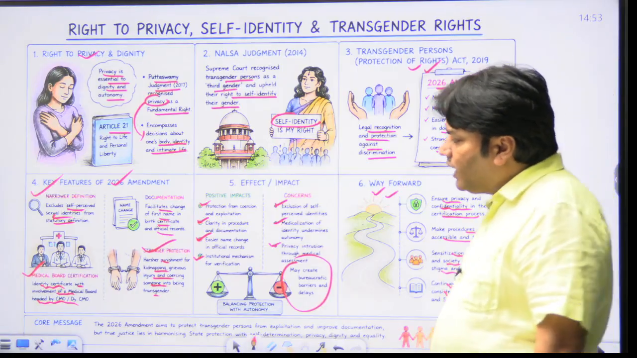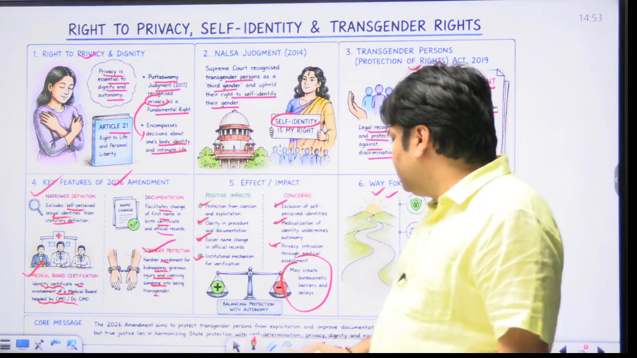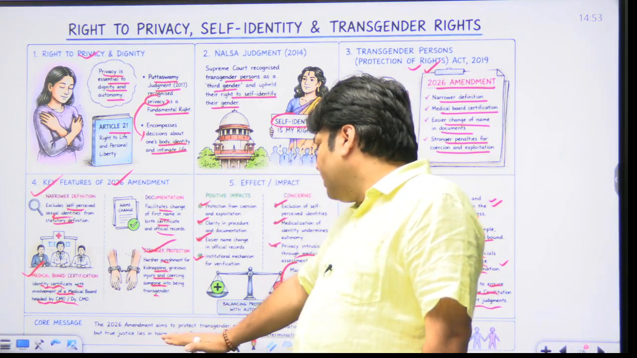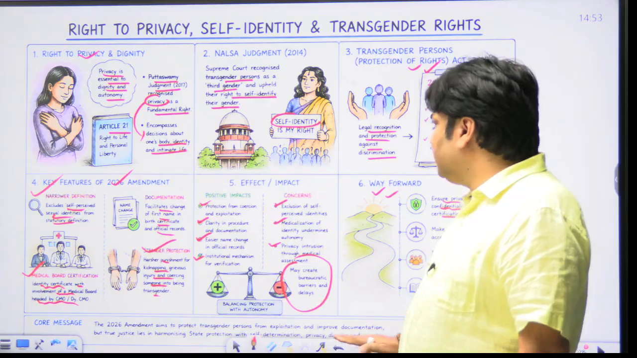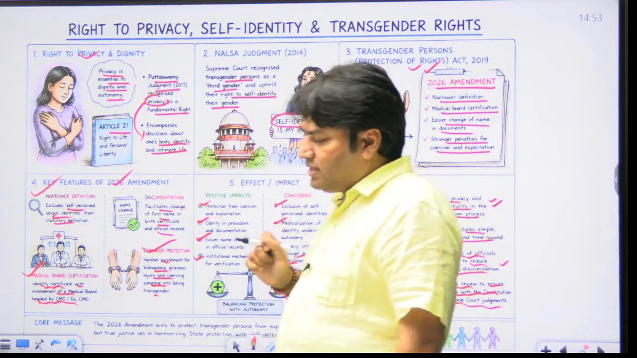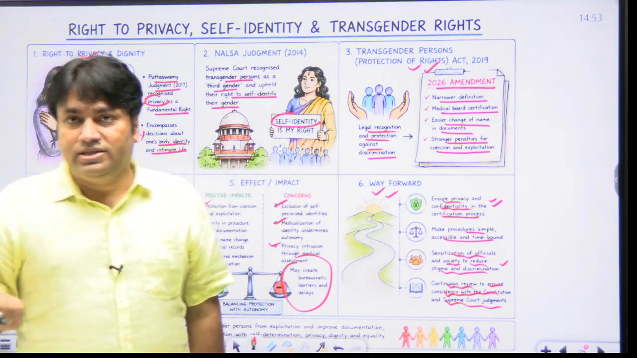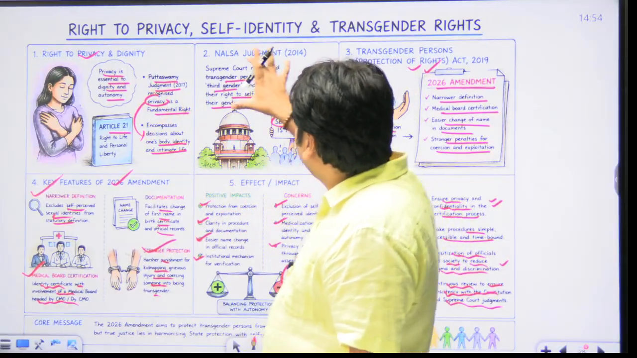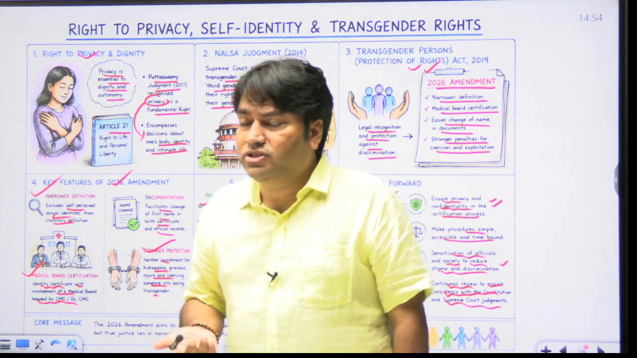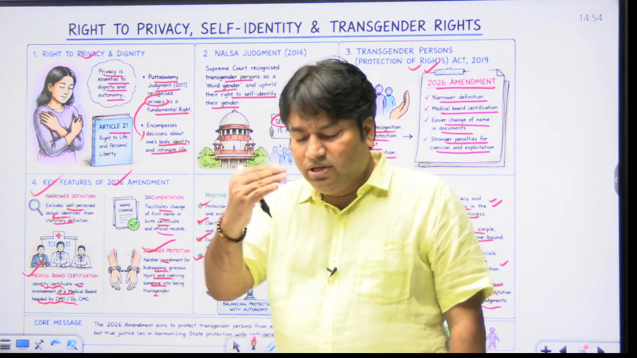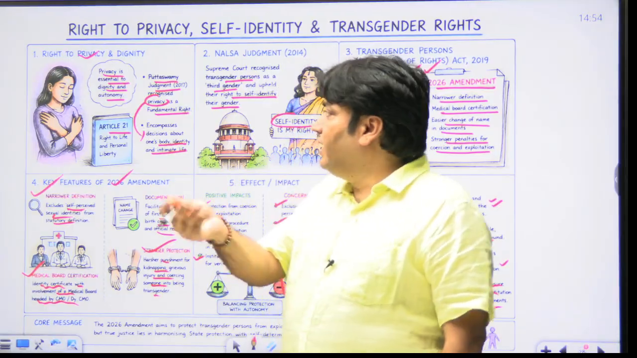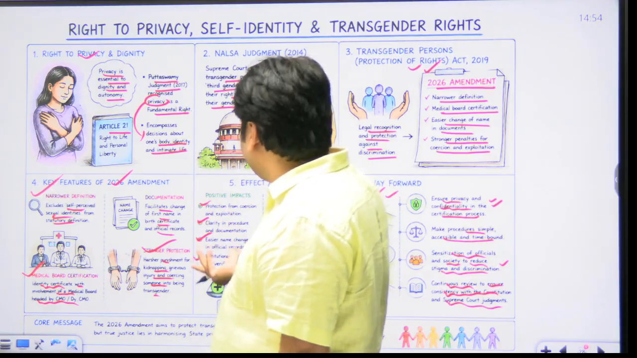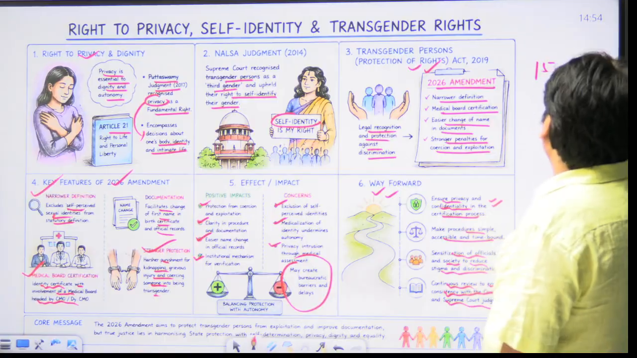It means that we can conclude that the 2026 amendment aims to protect transgender persons from exploitation and improve documentation, but true justice lies in harmonizing state protection with self-determination, privacy, dignity, and equality. So here you see that I have not written full sentences. This is also a method of writing an answer: looking at the question, we should identify the main areas which have been discussed, or what is the demand of the question. Then according to the demand of the question, we should categorize some dimensions, and then write the dimensions. In the dimensions we should write the keywords only. We should not write the full sentences. So in this way we can write our answer in 150 words.